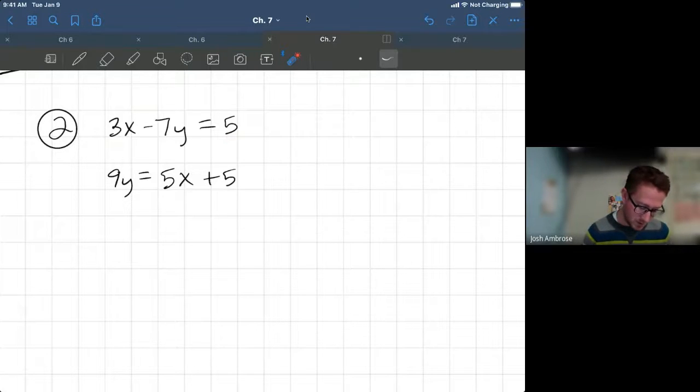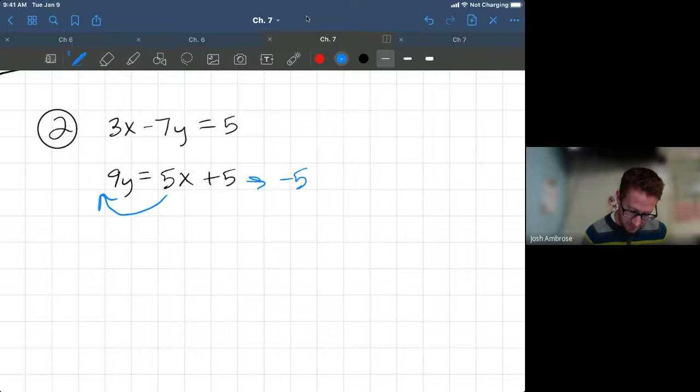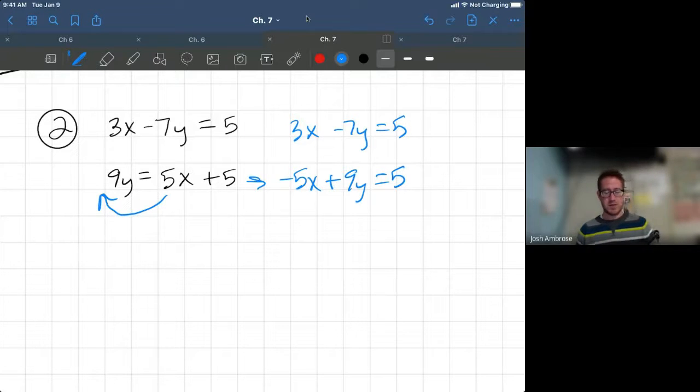So let's rearrange the terms so that the bottom one has the 5x moved over here. So that's going to be a negative 5x plus 9y equals 5. And then we're just going to keep this one, 3x minus 7y equals 5. The reason I'm doing that is every term needs to line up. Now I can easily see what I'm dealing with. I'm dealing with a 3 and a 5, neither of which can become each other.